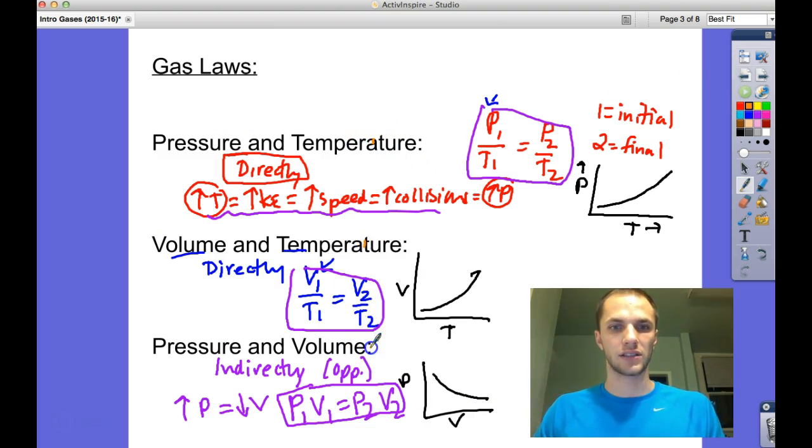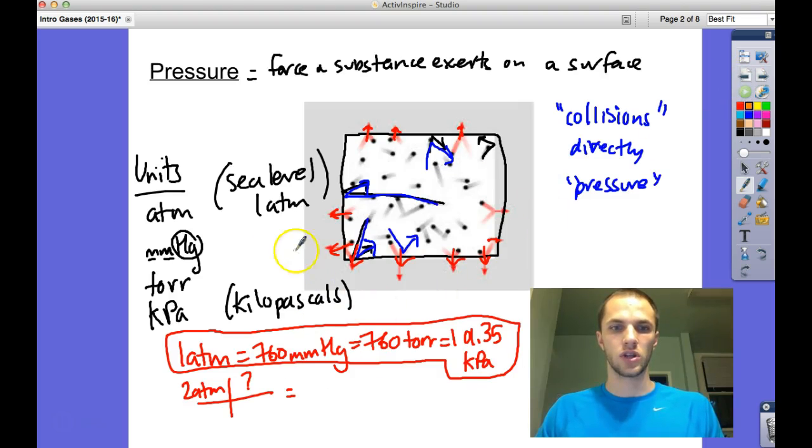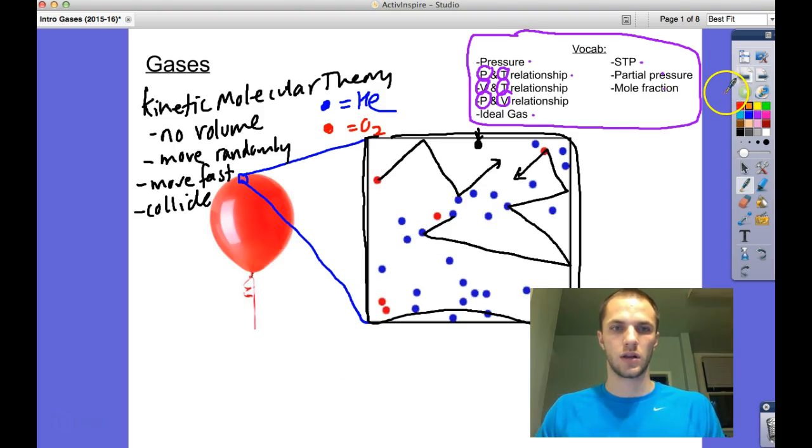What our 3 gas laws are, their graph representations and their equations. As well as what the units of pressure are and how to convert between them. And finally, that about covers all of our vocab, and we're good to go with our introduction to gases. We will just practice with these concepts in class.